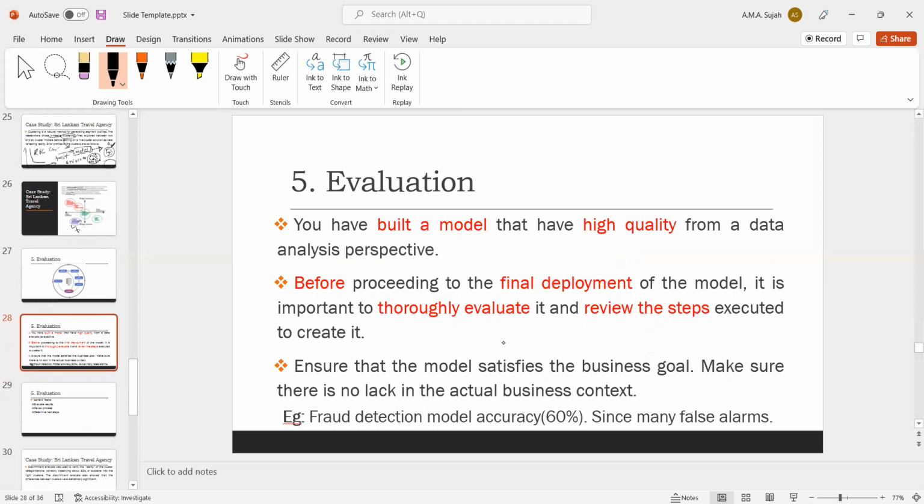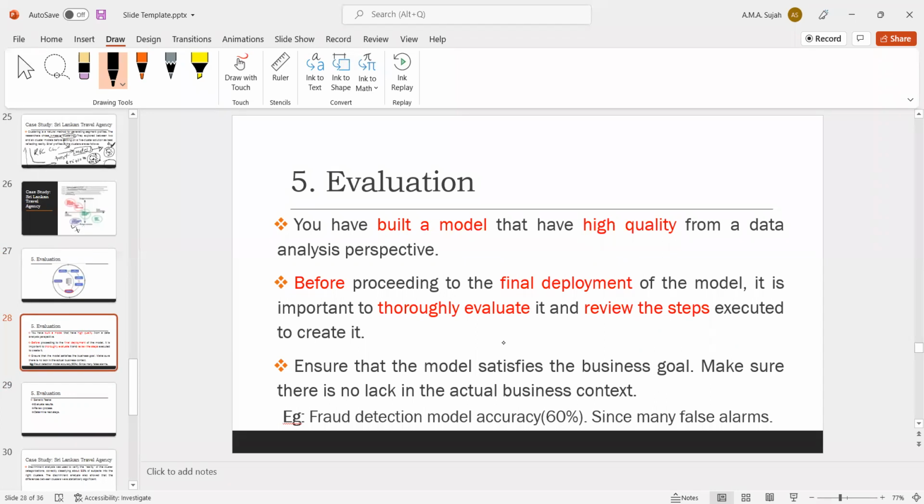Before we deploy the model, we need to evaluate the results, what we predicted from the model. Also, we need to review the steps we executed from the beginning, whether we made some mistakes in the steps or missed some important specs. Each and everything we will check. That is called evaluation.